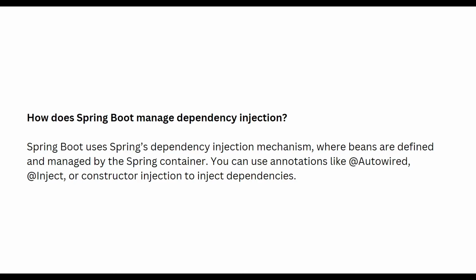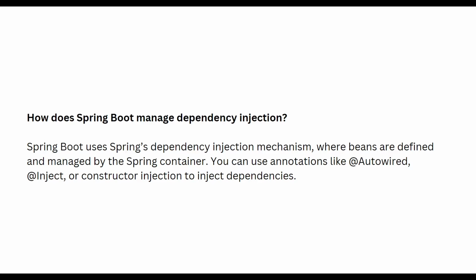How does Spring Boot manage dependency injection? Spring actually came with this major IOC concept, with which we have dependency injection. IOC is a concept, and dependency injection is a way through which you implement IOC. IOC is inversion of control. Spring Boot uses the Spring dependency injection mechanism where beans are defined and managed by the Spring container. We can use annotations like @Autowired, @Inject, or constructor injection to inject dependencies.